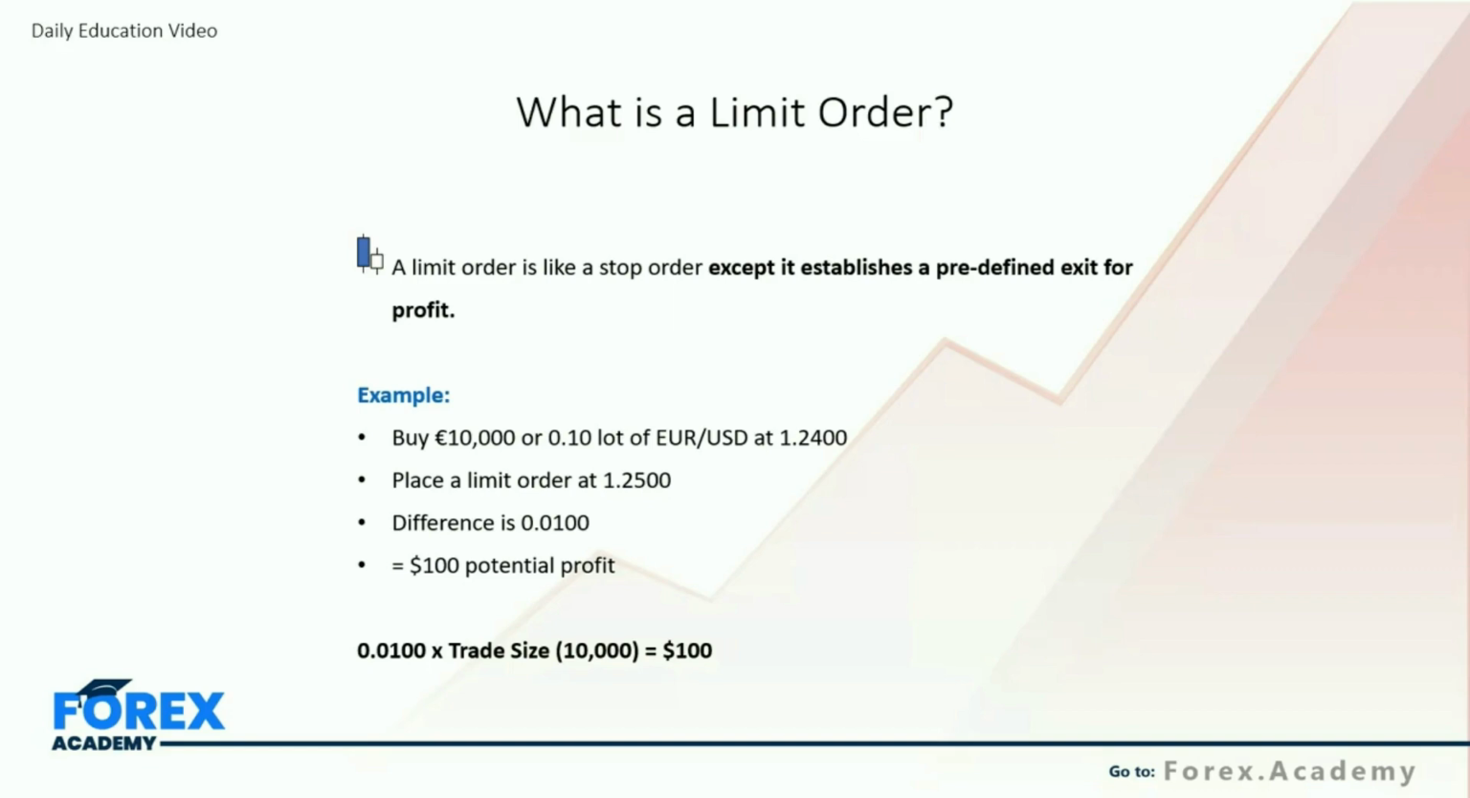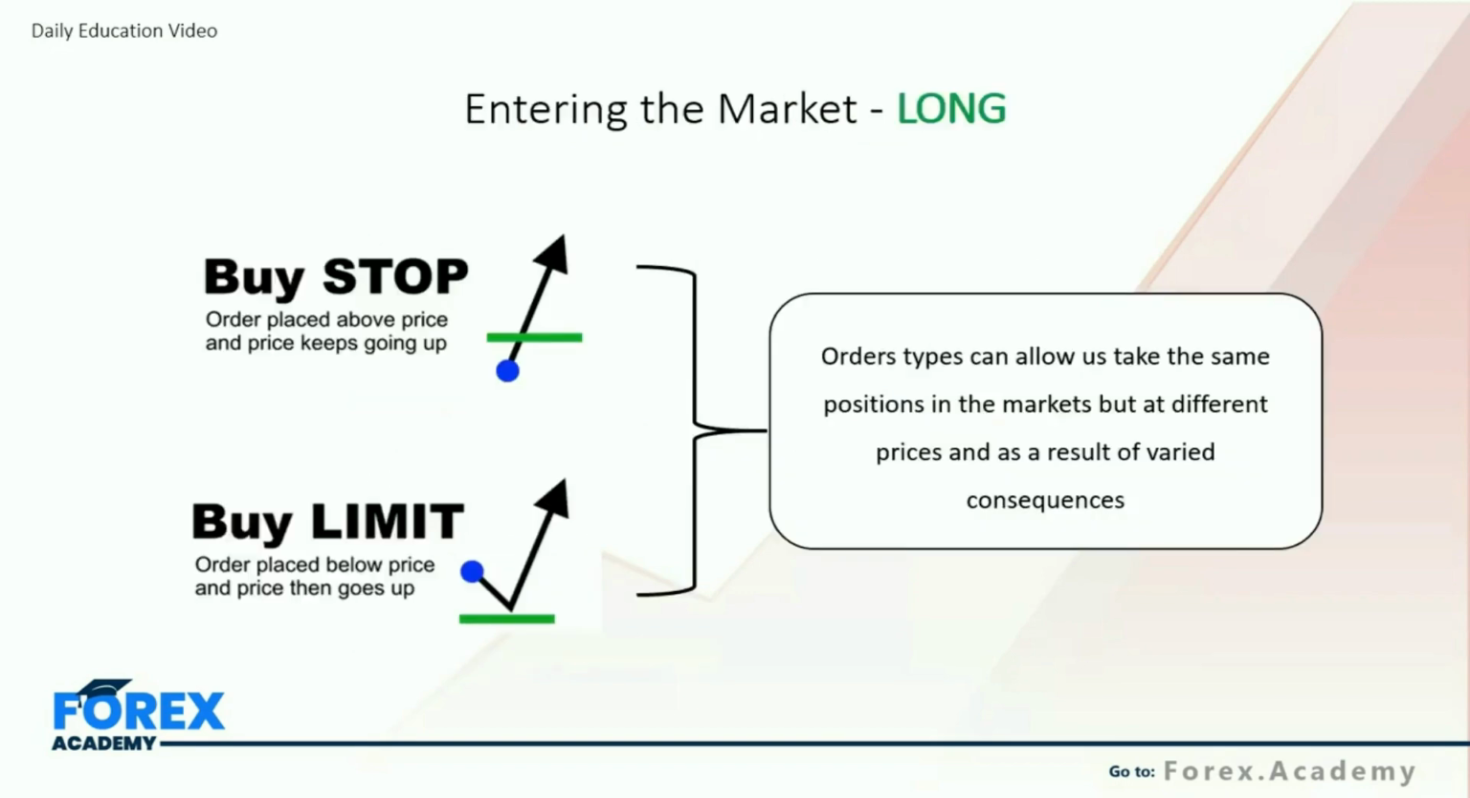We can then place a limit order for 100 pips, so say 125, the difference being the 100 pips within that market movement. If the market trades up, we have a potential profit of $100 on the trade, and we simply calculate that by our exposure to the trade size with the market that we are trading. So as you see, we can use this as an example with the limit order to actually define a predefined exit for profit. Now let us discuss entering the market in much more detail.